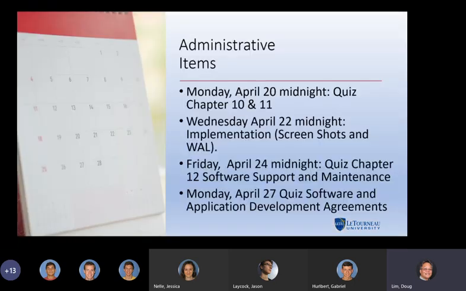So normal administrative items, I don't think this has changed since the last time. Monday, April 20th is the quiz on chapter 10 and 11. Wednesday, April 22nd is your implementation, which is screenshots and a wall. Friday, April 24th, quiz on chapter 12. And Monday, April 27th is the quiz on software and application development agreements, which we will discuss today. Any questions?